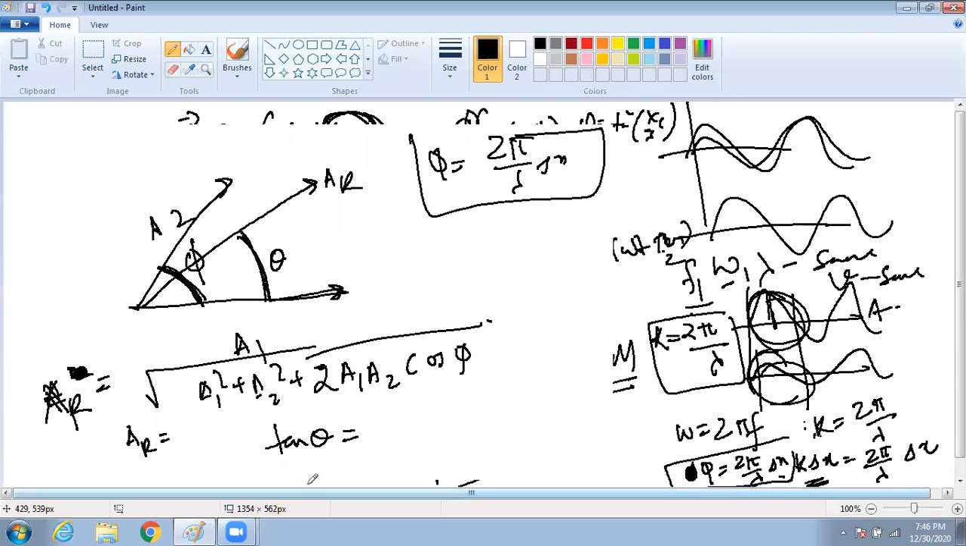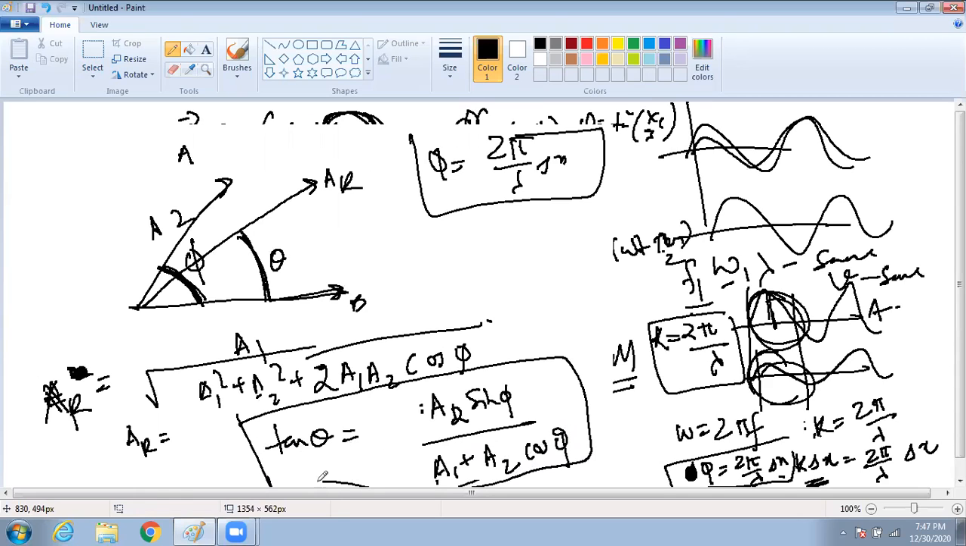So what will be your tan theta? What will be the direction? You remember the formula, B sine theta by A plus B cos theta. So what is your B? This is your B, this is your A. So A2 sine phi divided by A1 plus A2 cos phi. This is the formula for the direction. Clear? You got the theta.